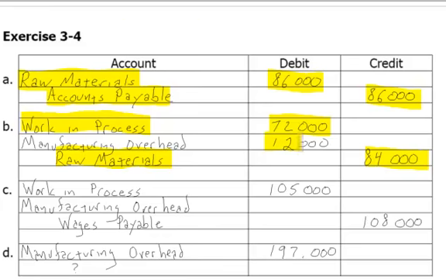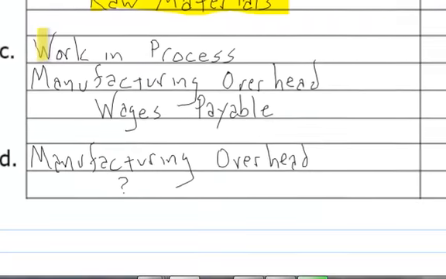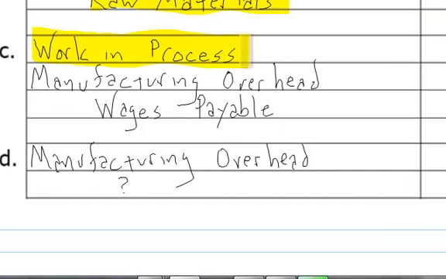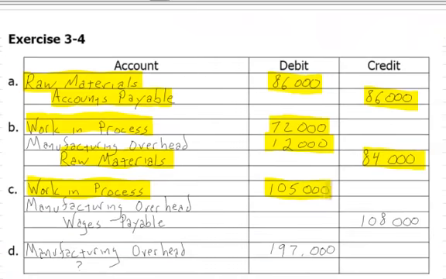In transaction C, it's a similar transaction, but this time it's for labor. Total labor wages of $108,000 were incurred. Of this amount, $105,000 was for direct labor. The direct labor is also work in process. That labor is being used to process a unit, and that's $105,000 that will be debited.